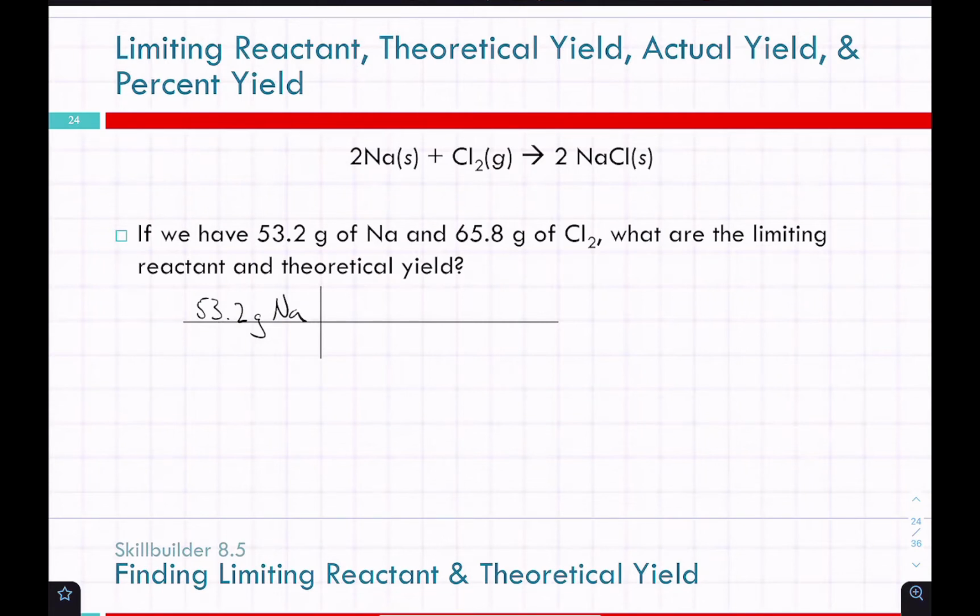So for sodium, it's easy, you're going to look at the periodic table. I'm going to use just 2 decimal places, so 22.99. So that's 22.99 grams of sodium per mole of sodium. So where does the 22.99 go? On the bottom. Grams of sodium per 1 mole of sodium.